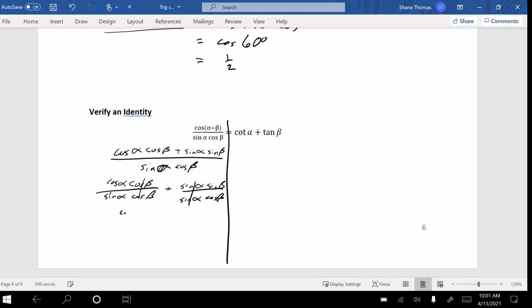So that's going to leave me cosine alpha over sine alpha plus sine of beta over cosine of beta. Now I only have one angle in each one of those, don't I? Sine over cosine and cosine over sine. Aren't those tangents and cotangents? Heck yeah. So if cosine over sine, is that tangent or cotangent? Cotangent. So that gives me the cotangent of alpha plus tangent of beta. Boom.